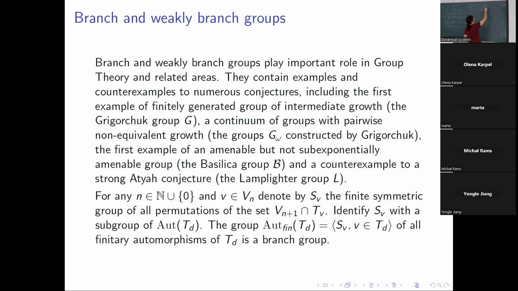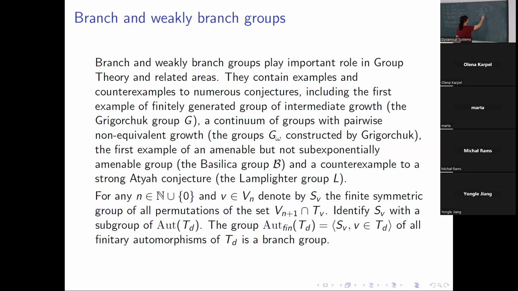Just if we have, so for instance, d equal to 3, we can take a vertex v, and here we have a subtree, here we have 3 edges, and S_v will be by definition just the group of permutations of these 3 vertices.